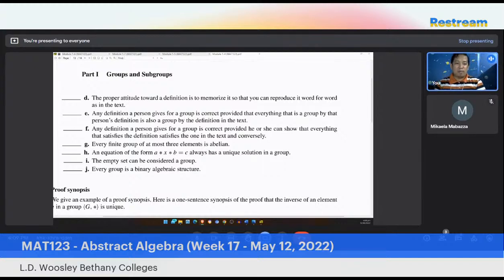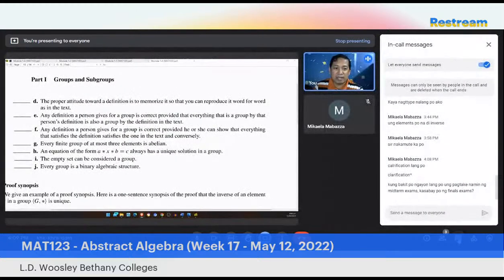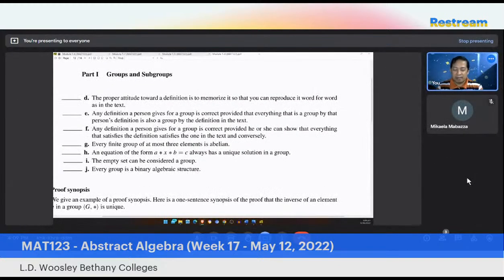Because I would like to make a Plat 1 challenge, it's like we have a vacation from midterms. Why? Because of the Plat 1 challenge. If I had given your midterm exam during the midterm, there would be no Plat 1 challenge. That's the reason behind it.